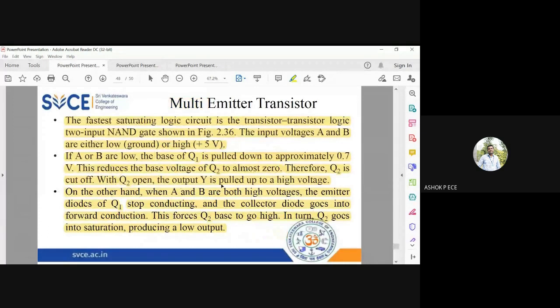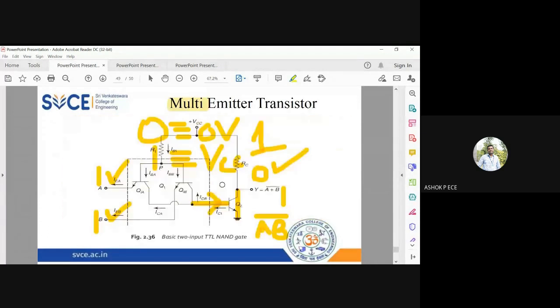So anybody is having doubt in the operation of NAND gate, I'm going to pause here. Please ask doubts if you have.